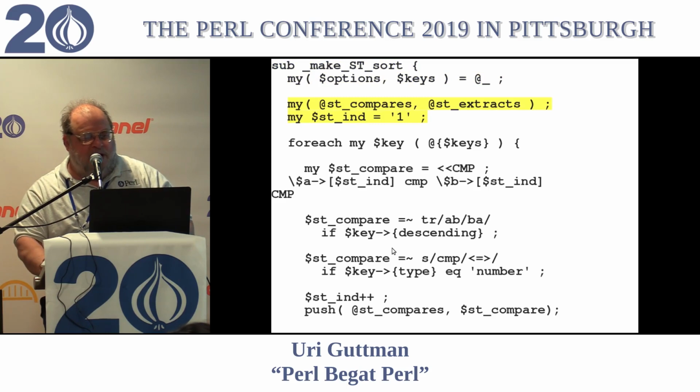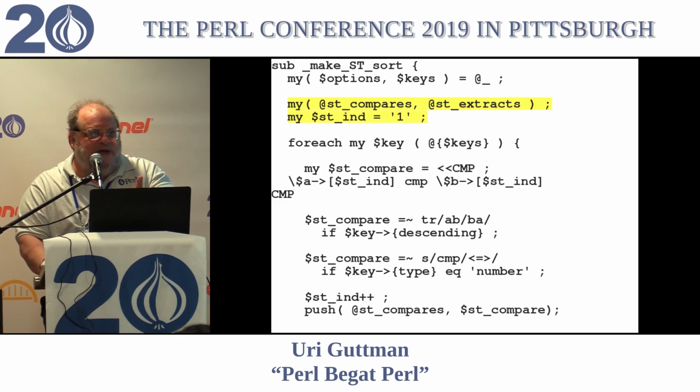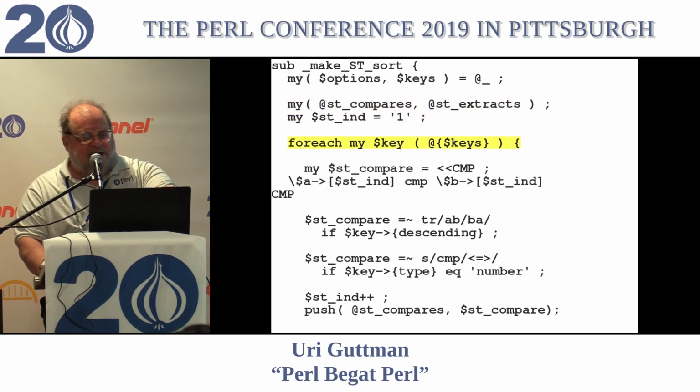Okay, there we go. So now we're declaring 2 arrays, all the comparisons and all the extracts, and we start with an index of a string 1. This is for indexing into that array. And it's a string because I'm generating strings. When it's compiled, it'll be converted back to a number. Why don't I use a number here? Well, because I'm actually building up strings. I could have put a number here and it would have worked too, but it would be an extra conversion. Why do it now? That's what stInd is.